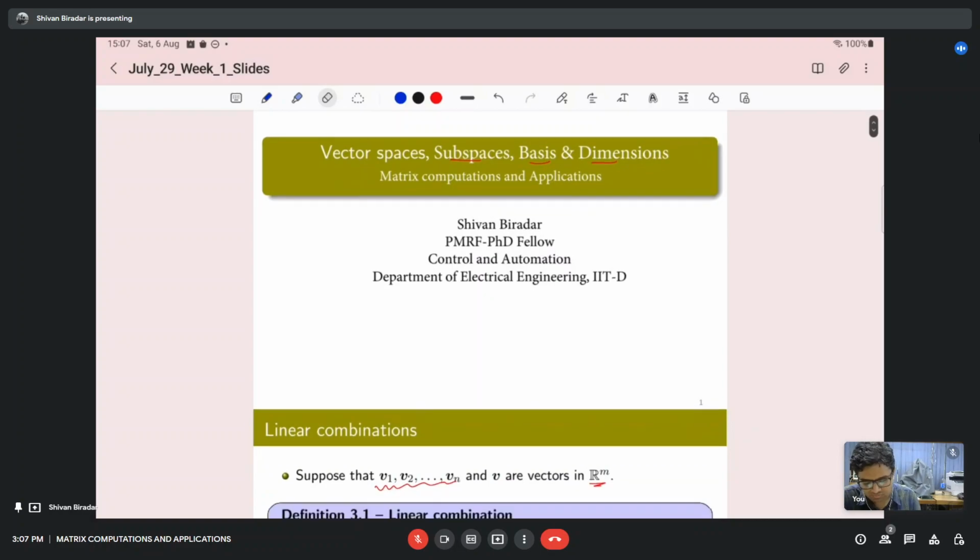So again, the second week basically concerns subspaces, basis, dimensions, and the cardinality of a basis set. How do we construct the basis set? Let us have a look at some of the definitions.